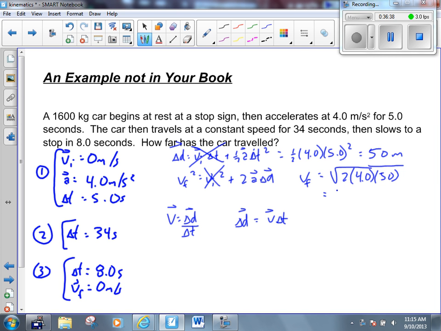And the displacement was 50. So what did I say that was? 8 times 50 is 400. 20 meters per second, I think. If at the end of stage A it's going at 20 meters per second, then it's going at 20 meters per second for all of stage B. Let's multiply that by the time of 34 seconds. 20 times 34 is going to be 680, I think.